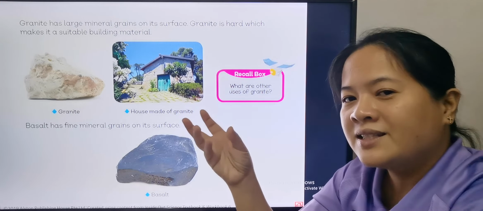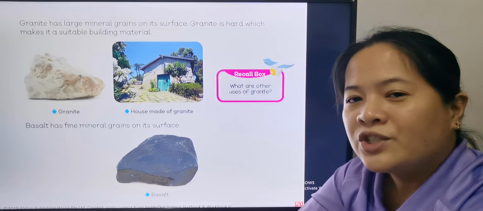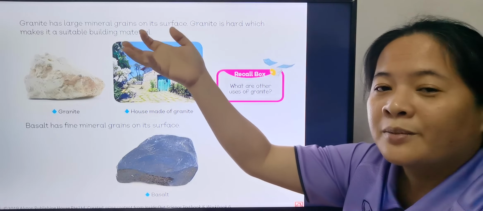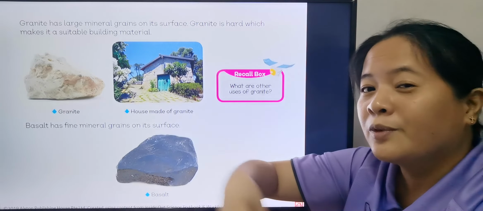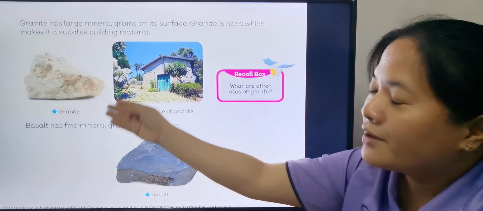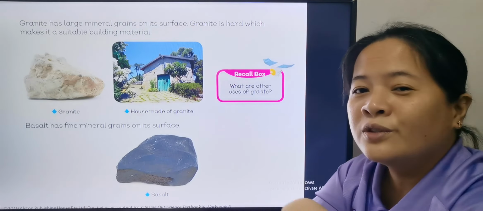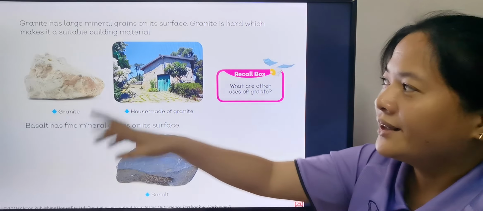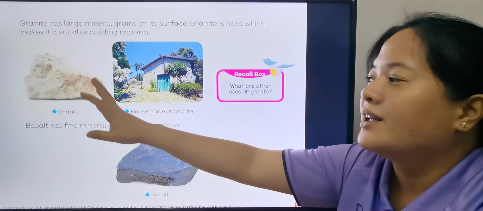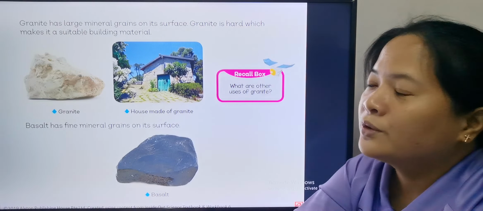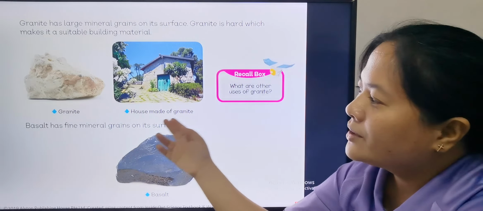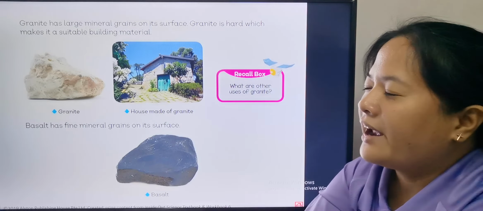Okay, so imagine if magma changes into lava, it's exposed to the air, right, to the temperature outside, right, so it cools down very fast. Now granite is different. It cools down slowly, okay, through time. So that's why it's very hard, granite. So it's suitable for building houses. Okay, so this one is a house made of granite.